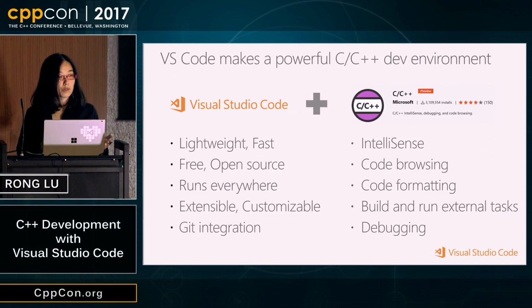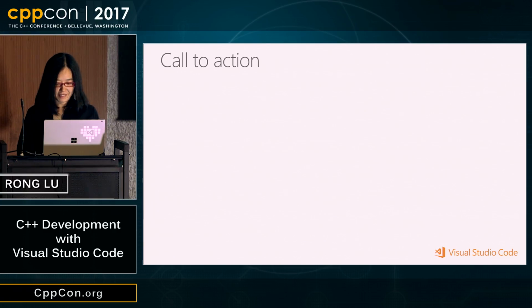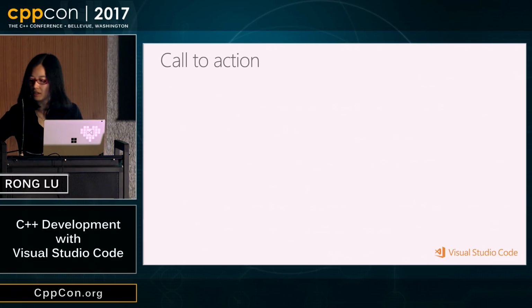And Git integration, I showed you a little bit. And on the C++ side, what we are adding to the experience is IntelliSense, code browsing, code formatting, and of course you can build and run with external tasks, and we got debugging functionality all built in as well. So everything can be done in that one UI. All right, I think that's my one last minute, perfect, on time.